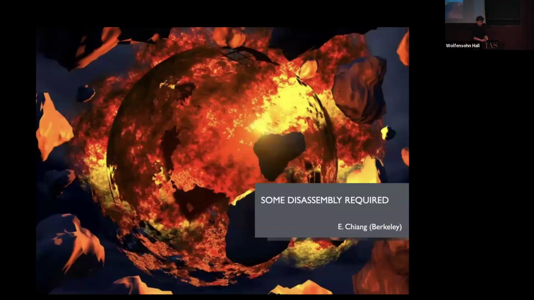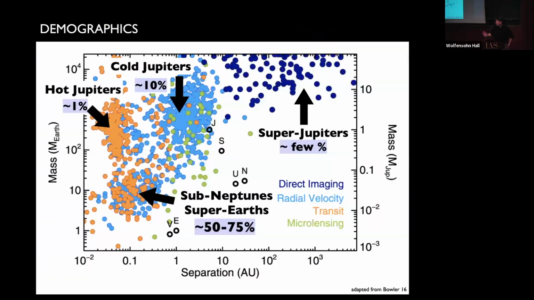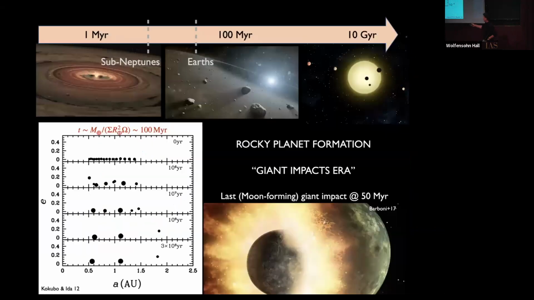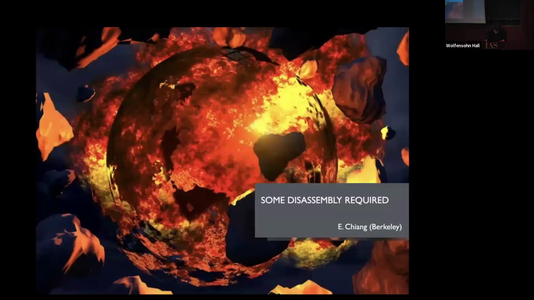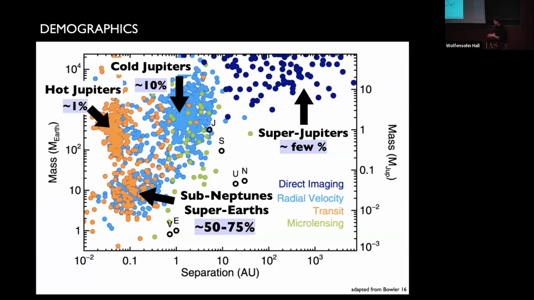Just to set the stage for the rest of the talk, here's a plot of everything under the extrasolar sun. The plot shows mass versus orbital distance from the host star. We have the giants on top, and in the lower half of the diagram, there are the lower mass, rockier bodies.